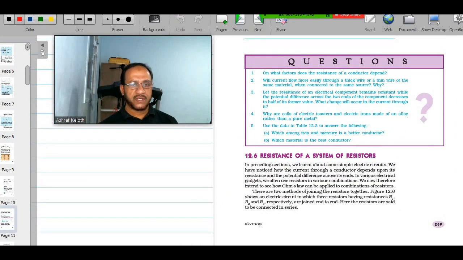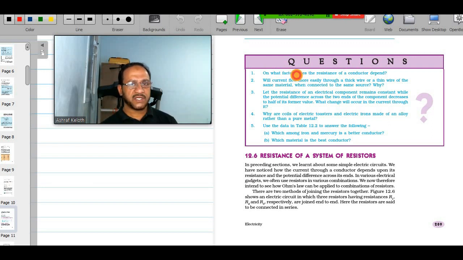Here the first question is, on what factors does the resistance of a conductor depend? So the factors affecting the resistance of a conductor, there are 4 factors. One is the length of the conductor. With the length of the conductor, it is directly proportional, means when length increases, resistance also will increase.